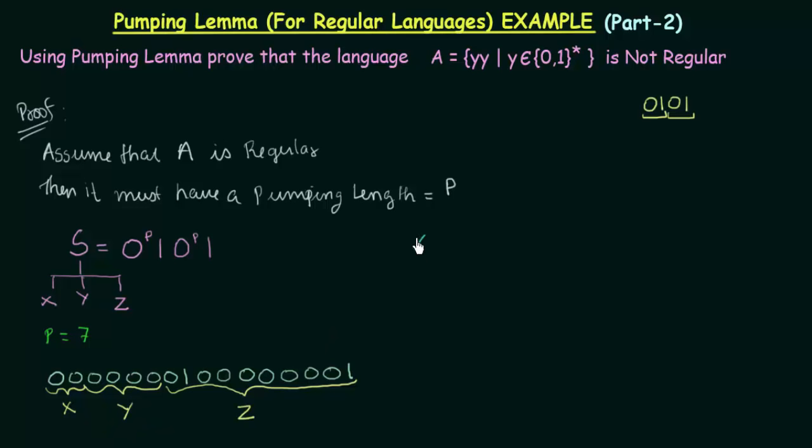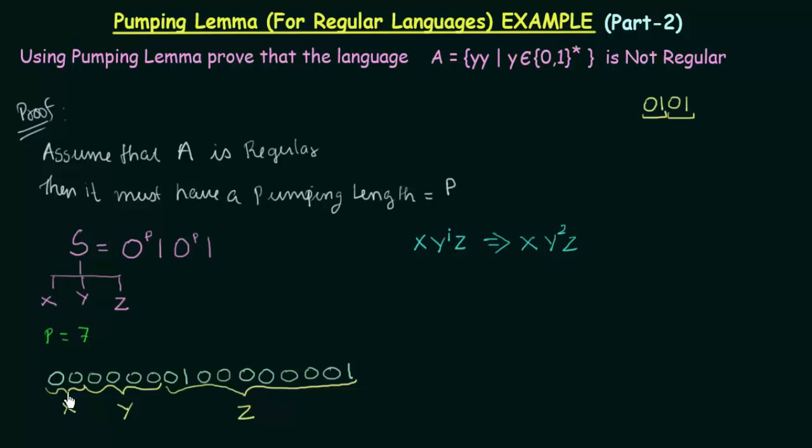Now I will take x y raised to i z, and let me take i equal to 2, so I will have x y raised to 2 z. We already discussed in the previous lectures that if this language is regular, then x y raised to i z should also lie in the language that is given. So let us make our string in this way.